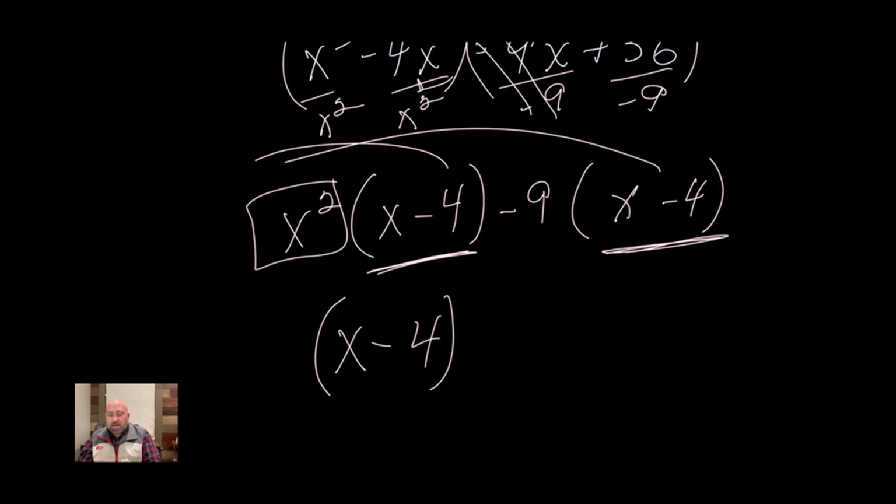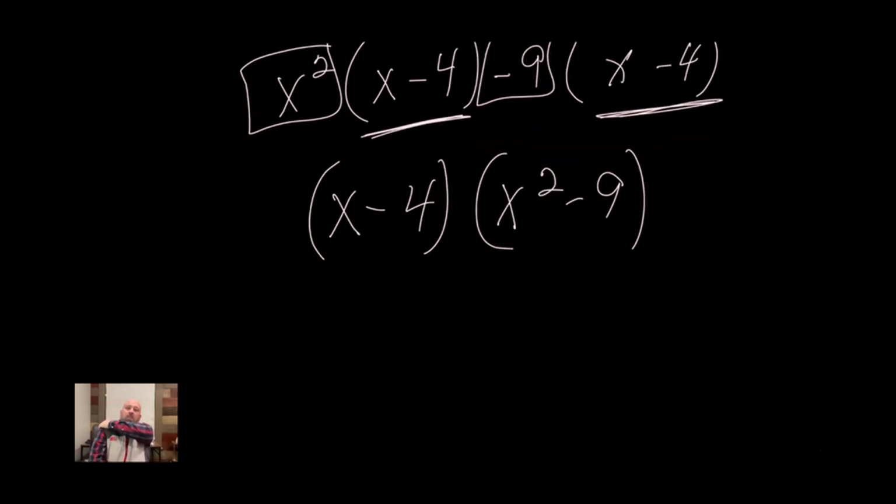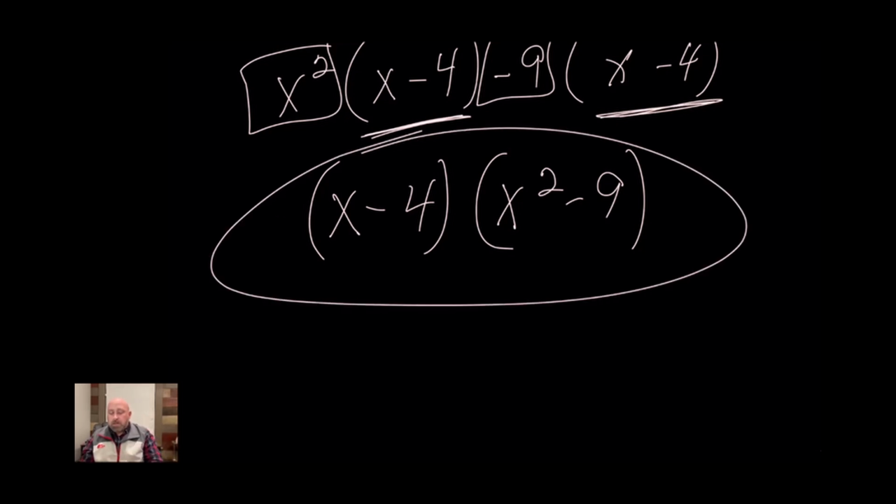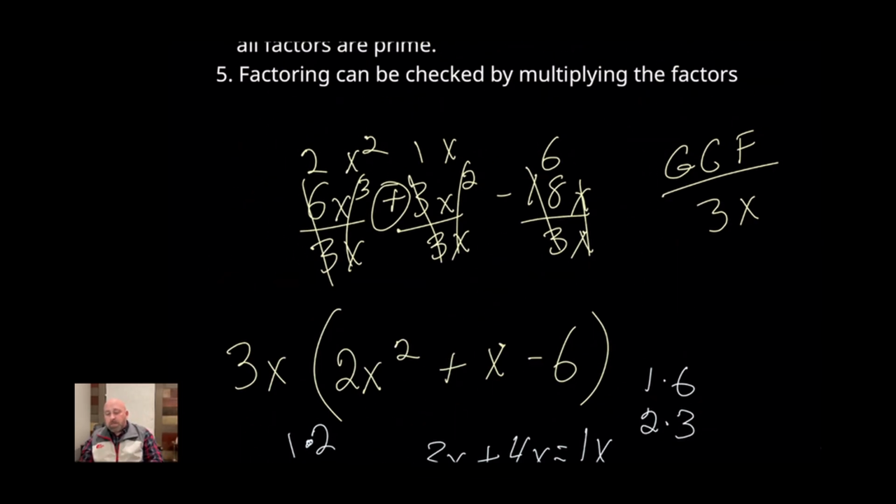And then what are we left with? X squared minus 9. X squared minus 9. Hopefully that makes sense to you. Now, some of you are thinking, oh, I'm done. X squared minus 9. Okay? And x minus 4. That's my answer. Let's go back to our steps real quick.